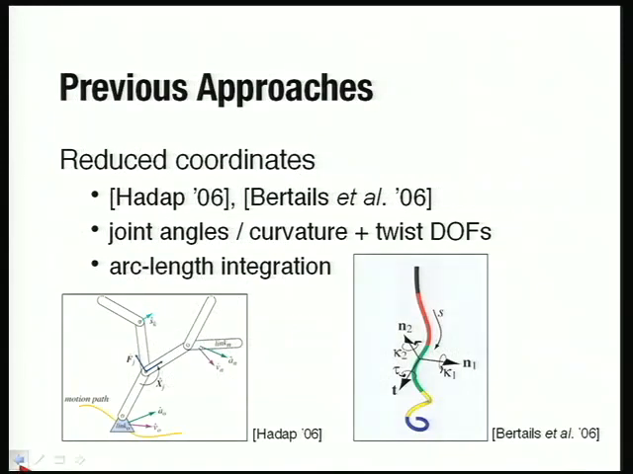So before I get into our approach, let's take a look at some previous work. So this class of work is based on a reduced coordinate formulation. And essentially the idea here is that we can build up any configuration for an elastic rod using reduced coordinates such as joint angles or curvature and twist degrees of freedom. And essentially this represents the center line implicitly, because we need to start from one end and integrate out these coordinates to recover the actual position of the center line.